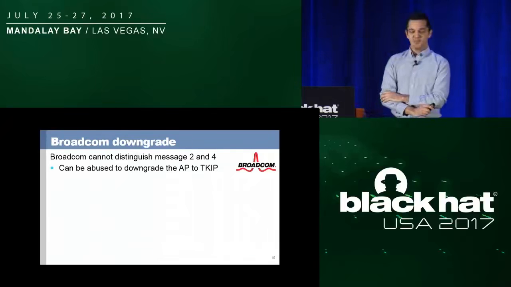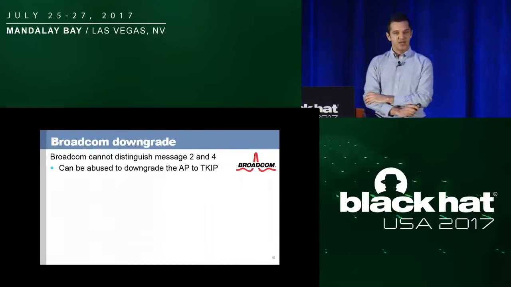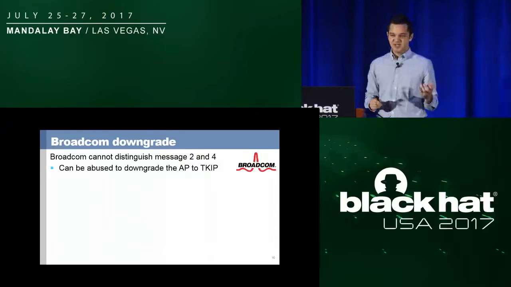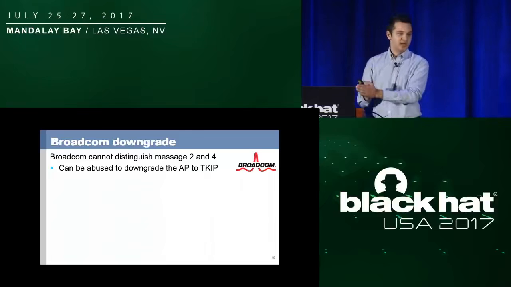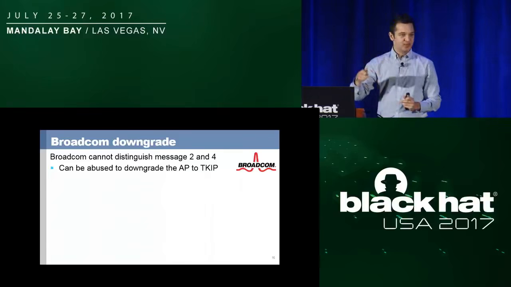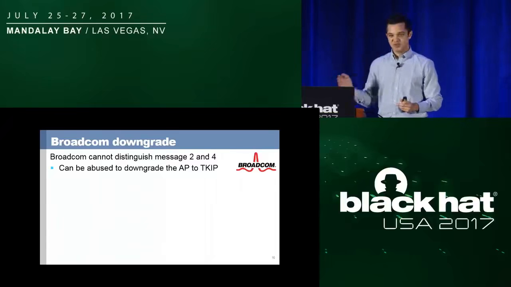The next attack is a downgrade attack against Broadcom. And the vulnerability that we exploit here is that the implementation of Broadcom basically cannot differentiate message 2 and 4 of the handshake. So what do I mean by this? Well, if the access point is expecting message 4, but it's actually receiving message 2, then it will simply treat message 2 as if it were message 4, and it will successfully complete the handshake.